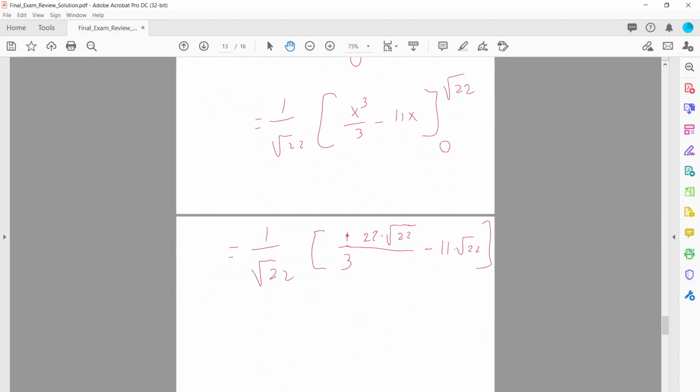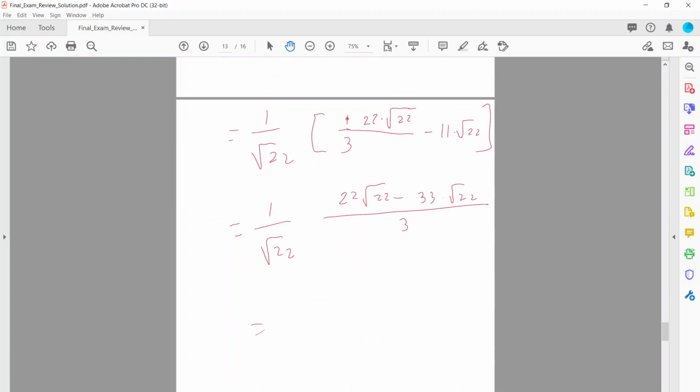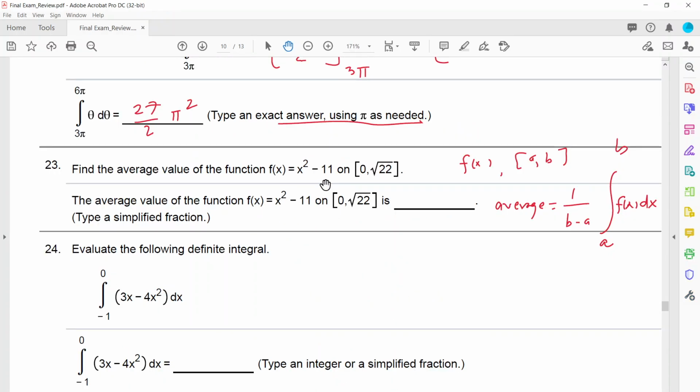If we try to simplify this, as you can see there is a 3, so I can make the 3 by multiplying the top one and bottom one by 3. So eventually it will be 22 square root of 22 minus 33 square root of 22 over 3. If you subtract the top part, that will give you negative 11 square root of 22 over square root of 22 times 3. This is cancelled out, so eventually that will be negative 11 over 3. So the average value of this function on this interval is negative 11 over 3.